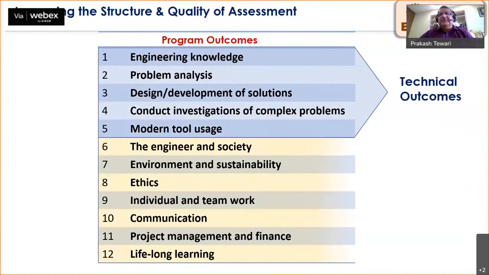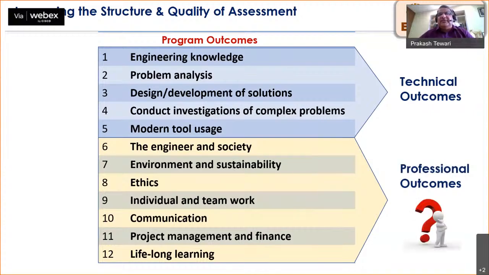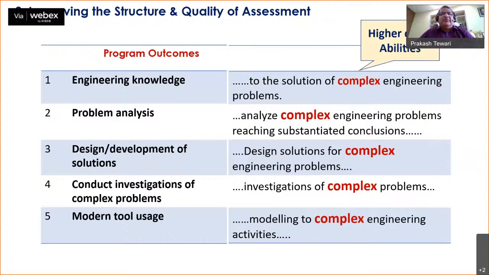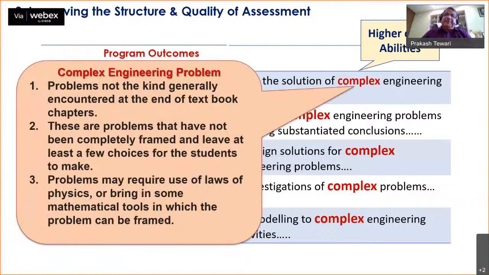This we have already seen many times. First 5 are technical outcomes, next 7 are professional outcomes, and many times we make a statement that our programs are addressing the technical outcomes, and the issues are only with the professional outcomes. But repeatedly, I am drawing your attention: it is not just the solution or application of knowledge, it is the solution of complex engineering problem, analysis of complex engineering problem, design and development of solutions for complex engineering problem, investigation of complex engineering problem, modeling of complex engineering problem. So many times, as I said, faculty members are not aware of the definition of complex engineering problem.